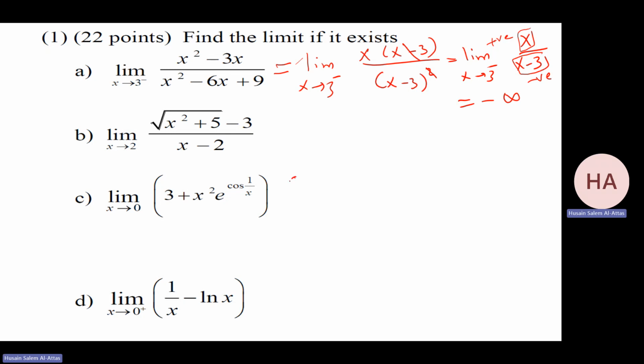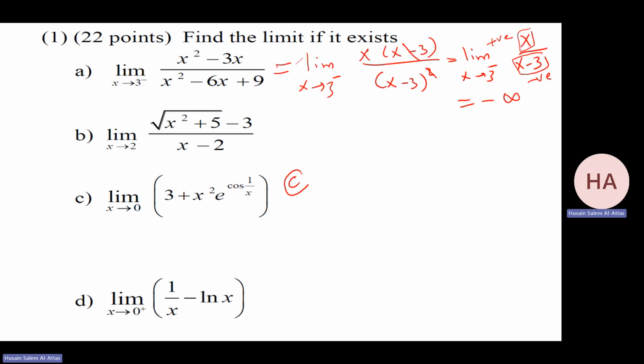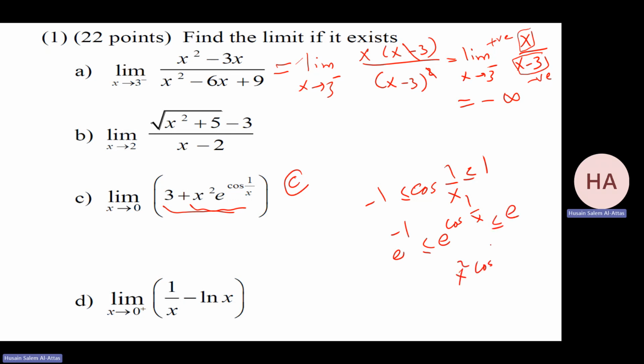This is A. I will do C, then I will do B and E. I think we did E before. It's okay, we'll do it again. And I think it's okay, no need to do it again. So we have here C, what is it? This one, or I can make it as a whole. I have cosine 1 over x, between minus 1 and 1. Exponential is an increasing function, so we'll make no changes. Multiply by x squared. It's non-negative, so we have nothing to worry about.